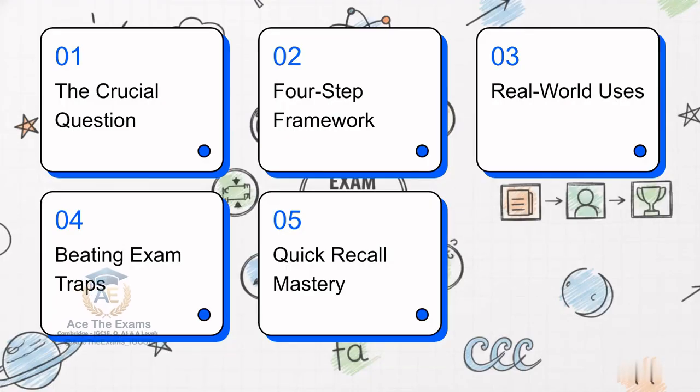All right, here is our incredibly focused roadmap for today's explainer. First, the crucial question. Second, the four-step framework. Third, real-world applications. Fourth, beating exam traps. And finally, number 5, quick recall mastery.